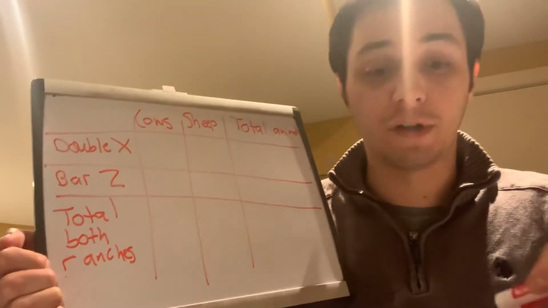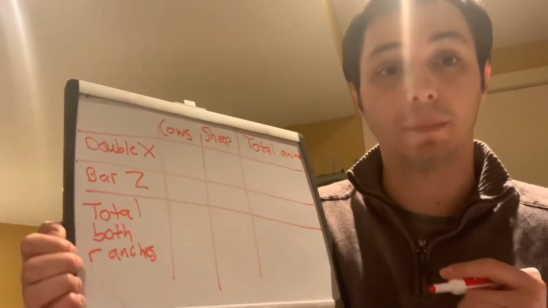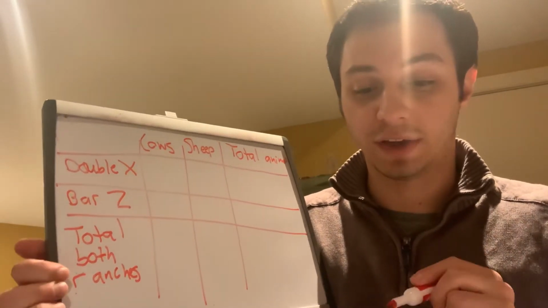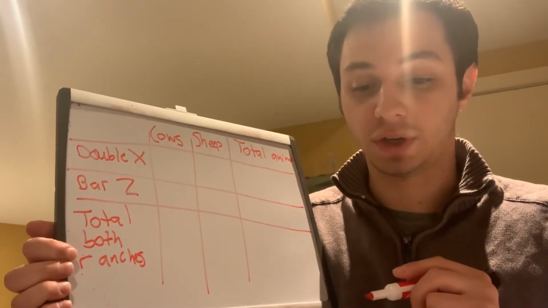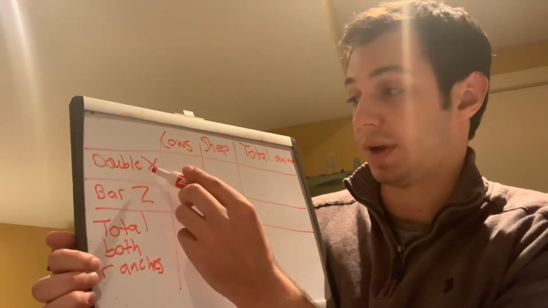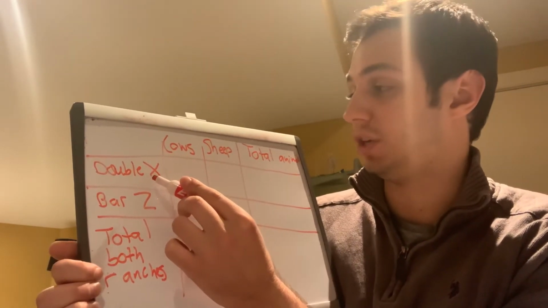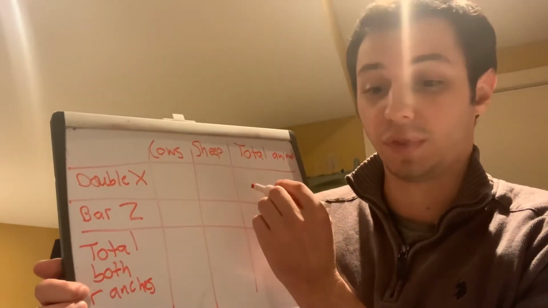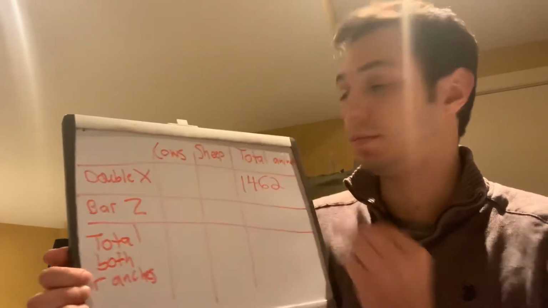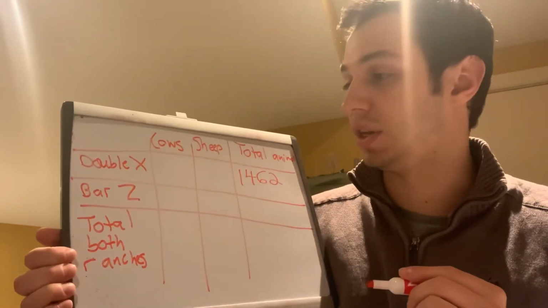However, we're given 4 facts on the bottom, which we're going to use to help us fill in some of the missing numbers. So our first fact tells us at Double X Ranch, there are 1,462 cows and sheep. Right, so at Double X Ranch, there's 1,462 cows and sheep. So this will be the total for both animals. So I'm going to write down 1,462. Our second fact tells us the Bar Z Ranch has 620 cows.